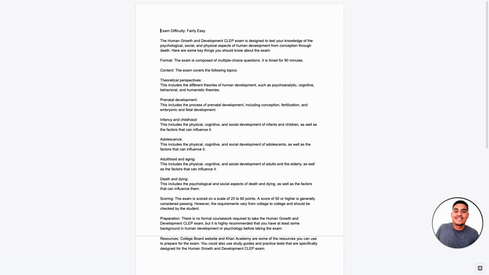It's super important. What you need to know: theoretical perspectives, including theories of human development, such as psychoanalytic and cognitive, behavioral, and humanistic theories; prenatal development, including conception, fertilization, and embryonic and fetal development; physical, cognitive, and social development of infants and children, as well as factors that can influence that. Also, you need to understand cognitive and social development of adolescents, factors that influence the development during the adolescent stages; adulthood and aging, physical, cognitive, and social development of adults and the elderly. Again, this is just a little summarization. I'm going to put the link in the description for you.